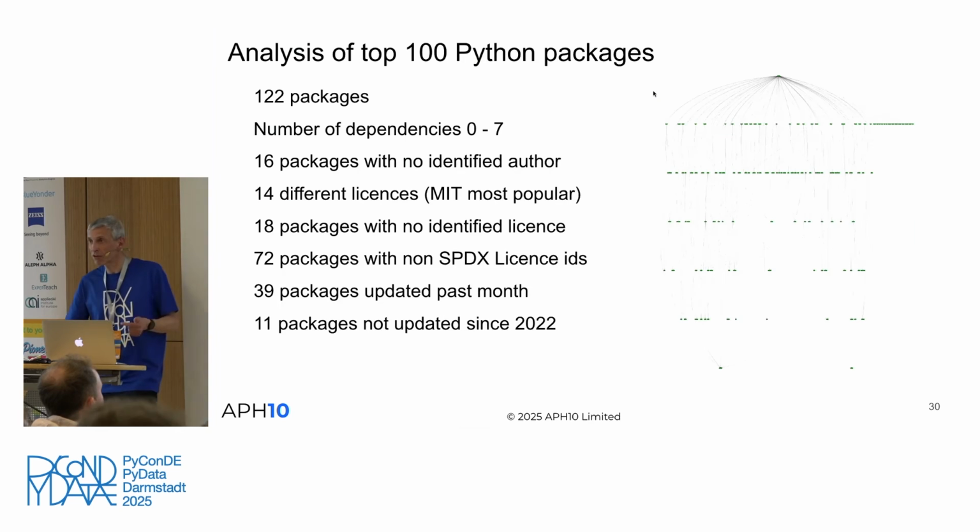So I looked at the top 100 Python packages last week to see how many dependencies. A lot of them were interdependent, which is quite interesting. I found 16% didn't have any identified author. So if you've got a problem and the CRA requires you to go upstream if there's a vulnerability, to contact the upstream developer to get it fixed, if you can't identify them, that's a bit of a challenge.